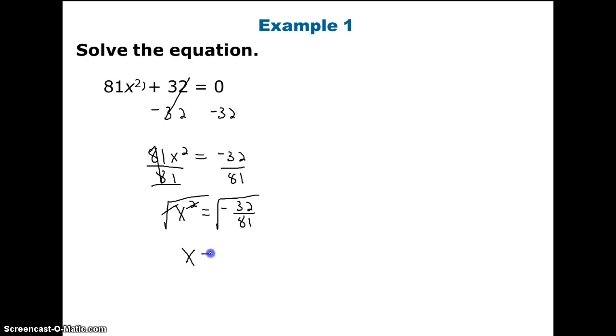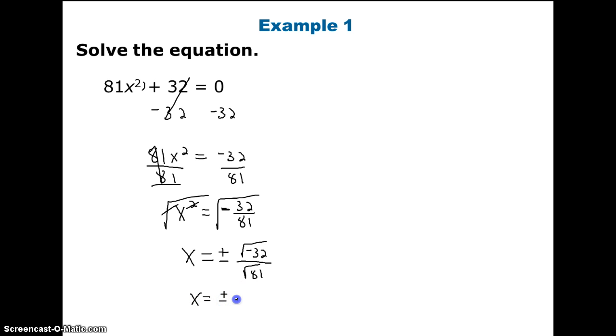x equals, first of all, when we solve, we do need a plus and a minus when we take the square root. Notice that we have a negative radicand. That's telling us we need to use an i. But before we do that, let me use the quotient property to separate the two numbers. So I'm going to take the square root of negative 32, keeping the negative on the top, over the square root of 81. Then you continue with the number on the bottom.